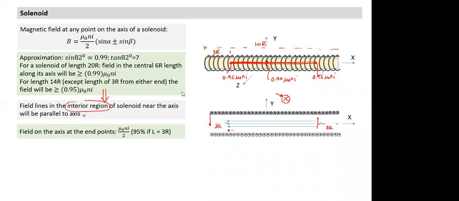One of the angles becomes 0. And if it is a long solenoid, one of the sine alpha terms evaluates to 0, the other evaluates to 1. Hence, at that point, it becomes mu naught n i by 2. So here it becomes equal to mu naught n i by 2. And at a distance of 3r from here, it comes to 0.95 mu naught n i by 2. And it increases further. Yes, Asha.